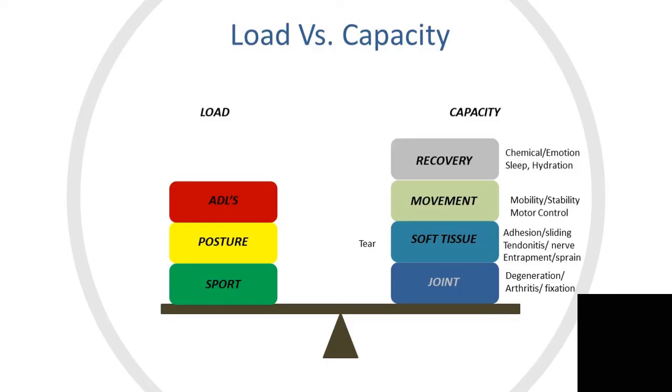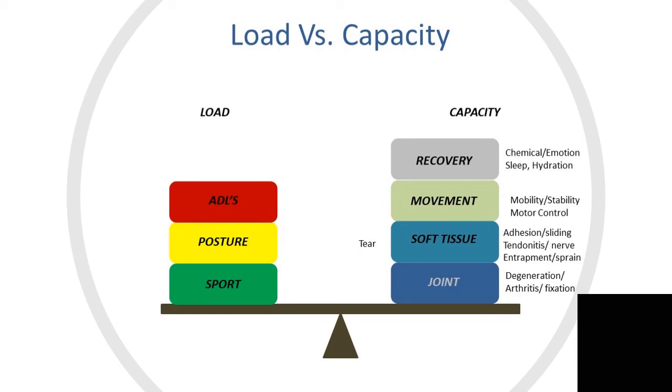Looking here, these are some of the things that affect load on the tissue. On the left-hand side are activities of daily living, ADLs, our posture, how good, how poor, sport and recreation, how active are we? Are we overtrained? Our capacity is also affected by three major anatomical issues, namely joint, soft tissue, and movement.